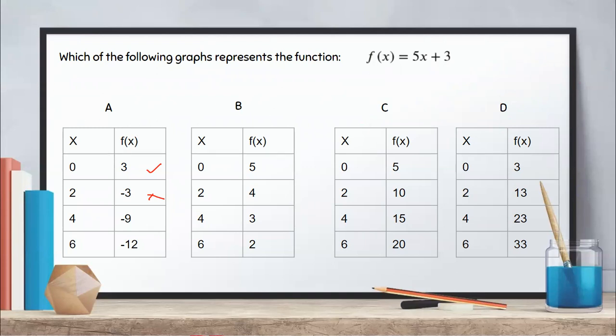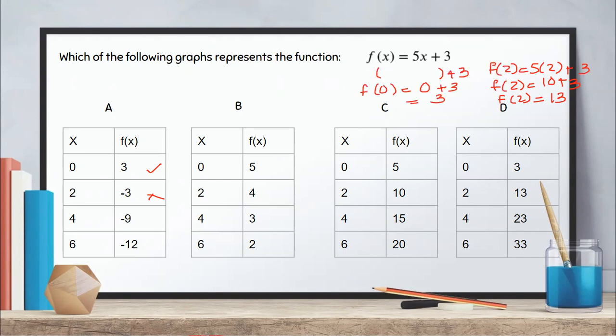So again, we know that A doesn't work at all. So it's not choice A. Let's try to see, based off of what we just did, we know that f of 0 was 3, and f of 2 had to be 13. That was what we just did. So you can just go through these choices.